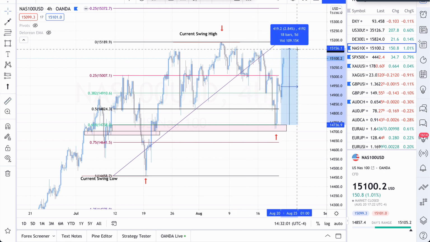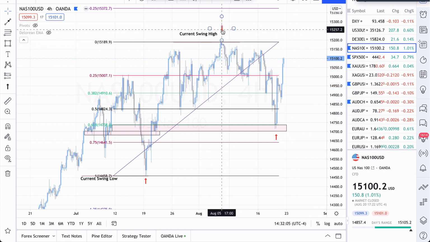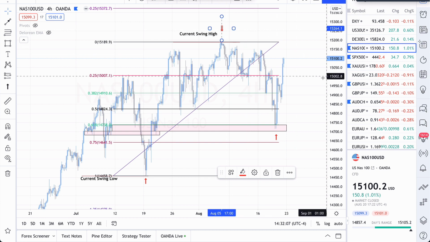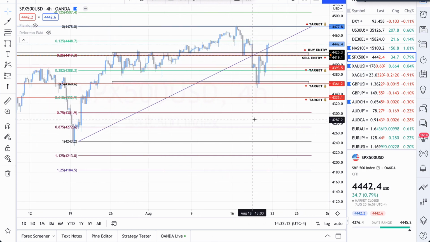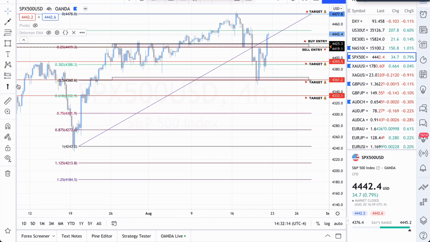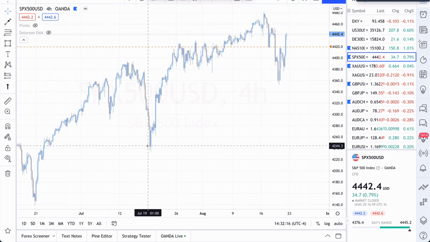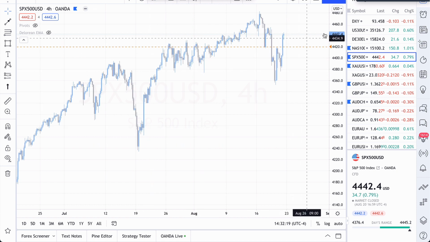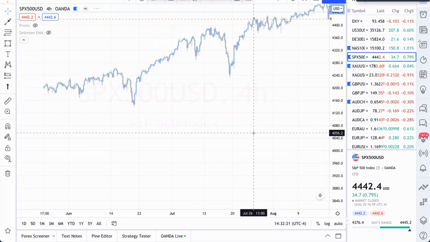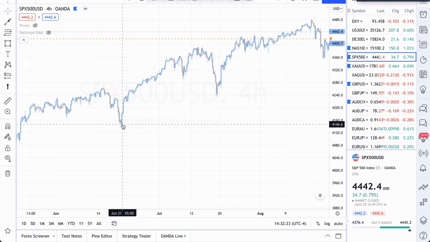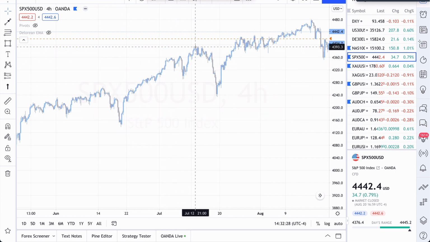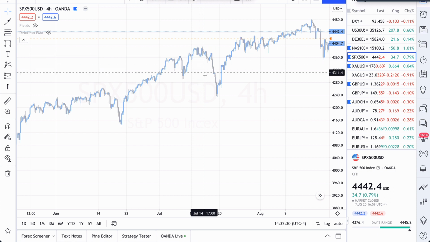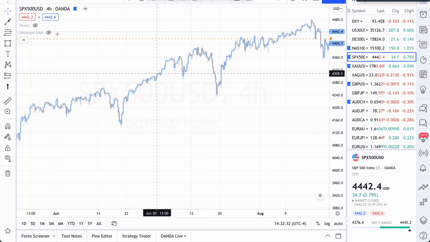It's not just NAS. Watch this. We're going to go through the same thing on SPX. Let's delete everything. All right. So let's say the market is here. The market swung to here. Then it made a swing low right here.